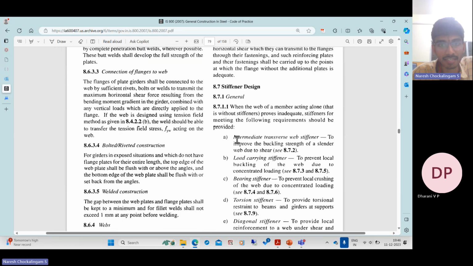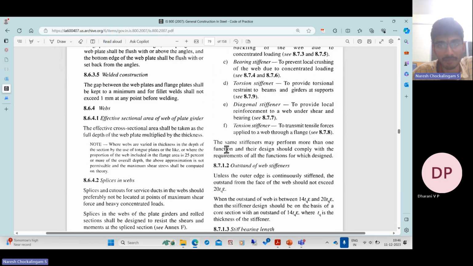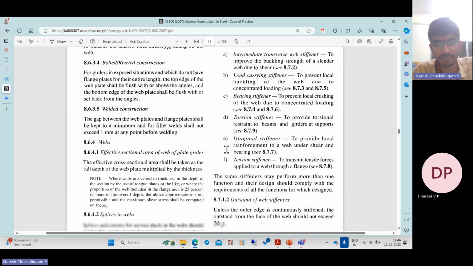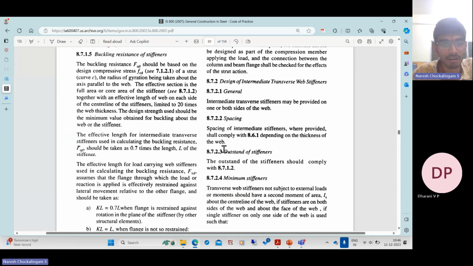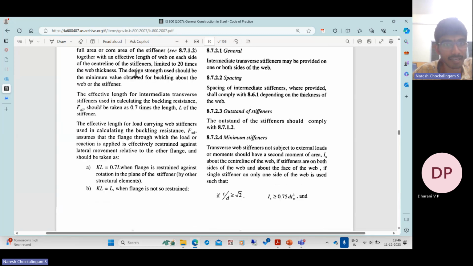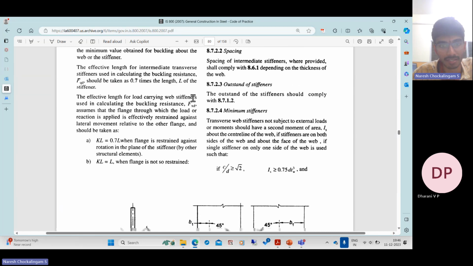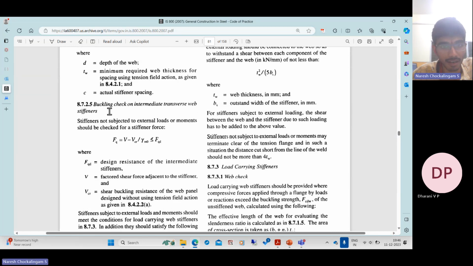Stiffener design comes under section 8.7 of the IS code. There are many types of stiffeners. What I said right now is called a bearing stiffener or load bearing stiffener. That is governed by the buckling resistance of stiffeners. That is how you design these transverse web stiffeners.